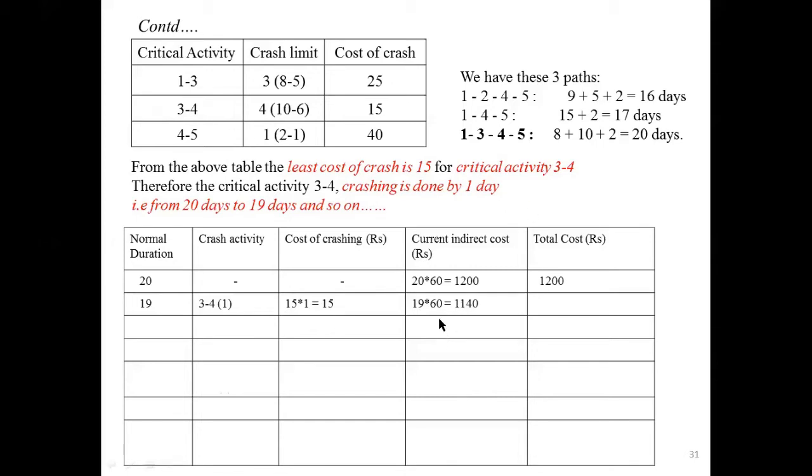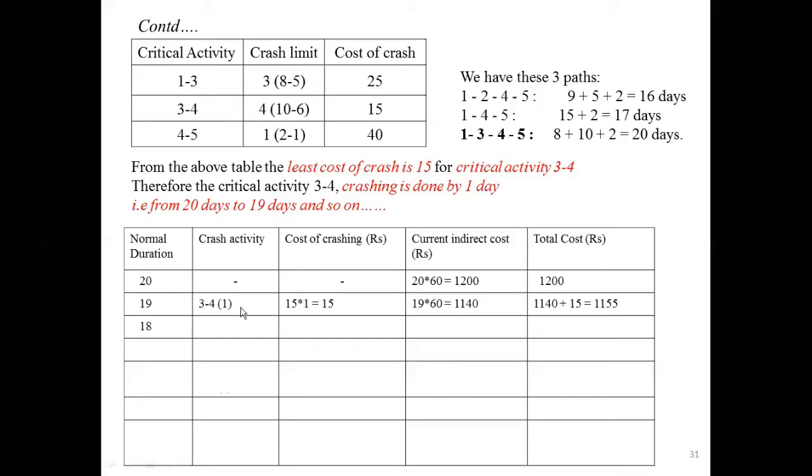Next, since you have reduced the project duration from 20 to 19, you will get 19 into indirect cost, that is given as 60 rupees per day. 19 into 60 you get 1140. The next, total cost 1140 plus 15 will get 1155. That means compared to this value 1200, the value is reduced and also the normal duration is reduced. The project length duration is reduced, cost is also reducing, and hence you can proceed further.